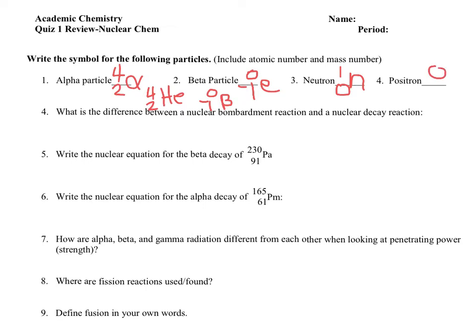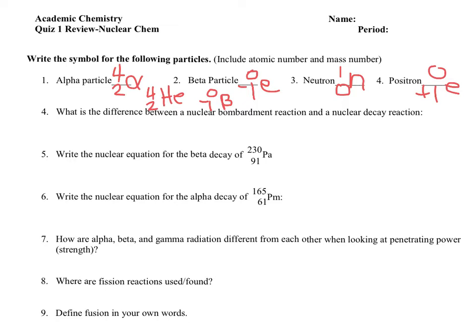And then a positron is basically a positive electron, so it has no mass. We put a +1, think of it like a +1 charge, but that's not really what it stands for, but it's a little deeper than that. We'll just take it for that. But that's an E. It's like a beta particle, but with a positive charge.